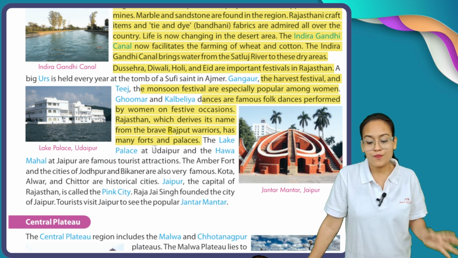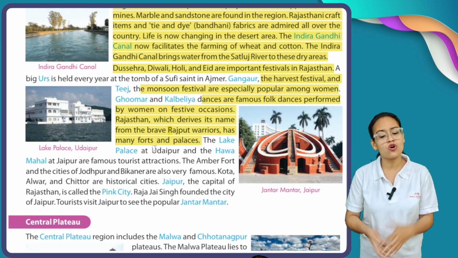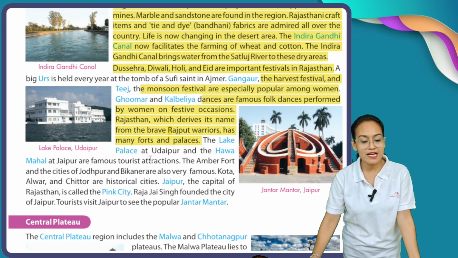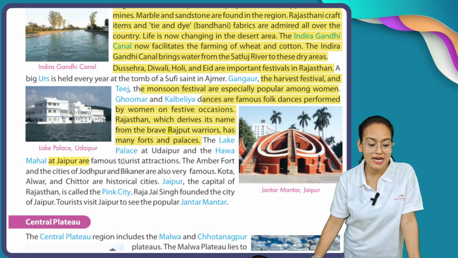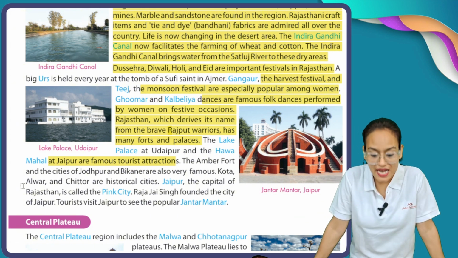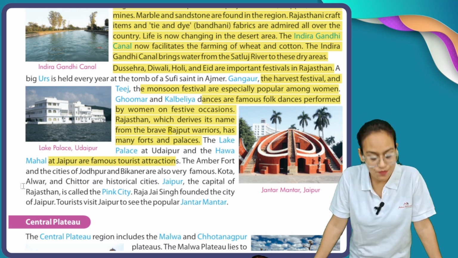Okay, so in Rajasthan, we can see there are many places and forts of the Rajput rulers. The Lake Palace at Udaipur and the Hawa Mahal at Jaipur are famous tourist attractions. Udaipur is famous for its Lake Palace, and the Hawa Mahal makes Jaipur a famous tourist place.